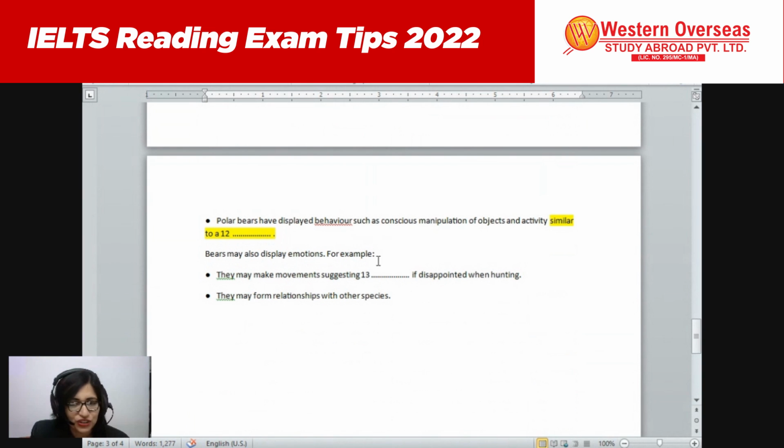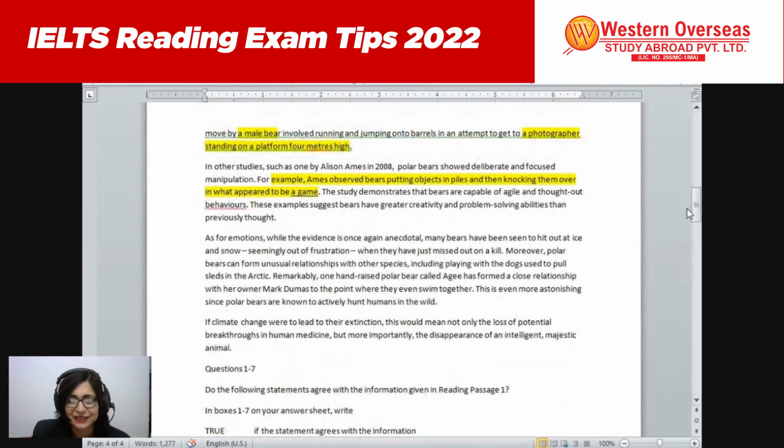Bears may also display emotions. For example, they may make movements suggesting dash if disappointed when hunting. Disappointed when hunting. So what type of emotion? Again, I am coming to the passage, checking for my emotions, where the emotions are mentioned. If you check here, it is clearly mentioned about their emotions. Correct na? That how they suffer from it. So here, in our emotions, if you check, it is mentioned that how they get frustration when they just missed out on a kill. Just missed out on a kill.